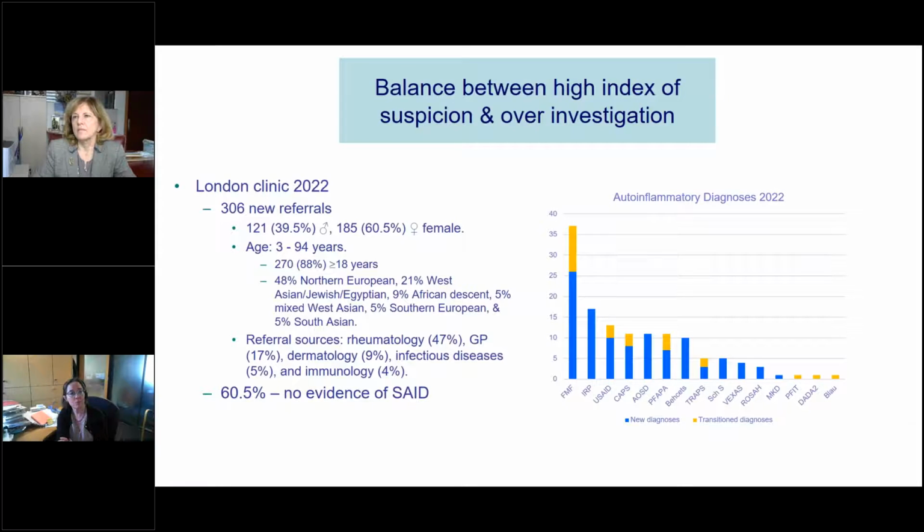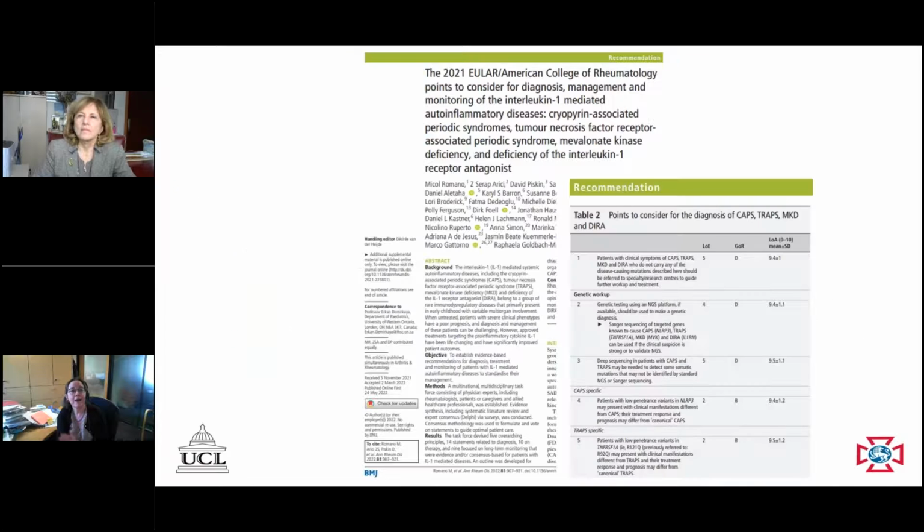So how to diagnose these patients? The 2021 EULAR and American College of Rheumatology recommendations very clearly highlighted that genetic testing, where available, is the cornerstone of diagnosis and should be done where available. And the choice of genetic testing is Sanger sequencing if you're very sure that you know what the diagnosis is, but otherwise an NGS platform with broader genetic testing is probably better for picking up if you're not quite certain what the disease is. And that's very important because they can overlap.